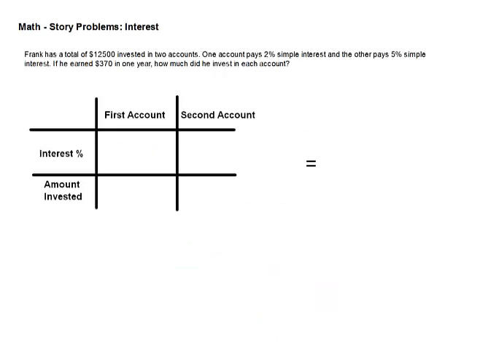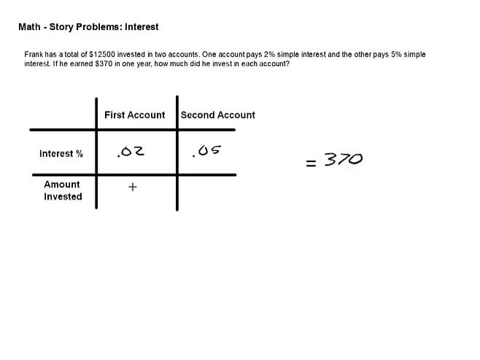Let's try a second story problem. Frank has a total of $12,500 invested in two accounts. One account pays 2% simple interest and the other pays 5% simple interest. If he earned $370 in 1 year, how much did he invest in each account? So again, we know that one account is 2%, so change that to a decimal, 0.02. The second account is 5%, so 0.05. And we know that he earned $370 in 1 year, so that goes there as the total interest earned.